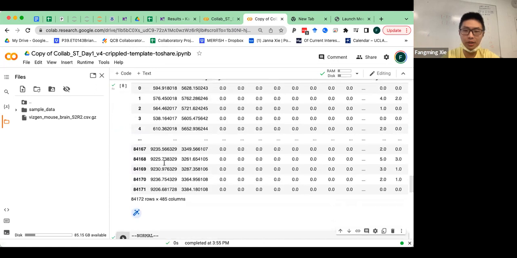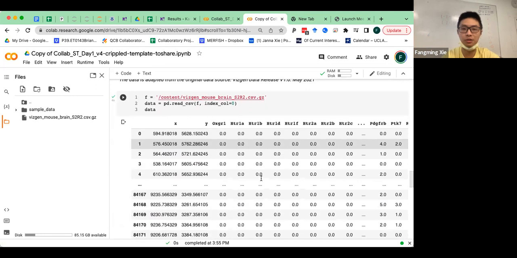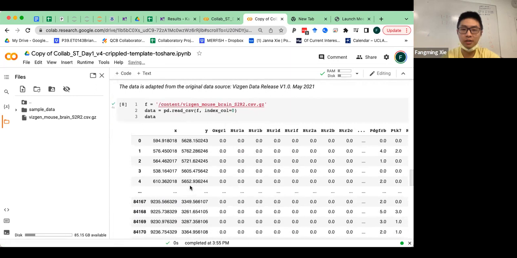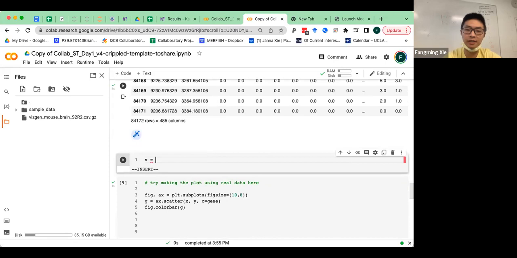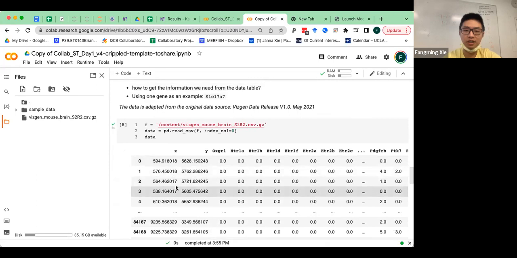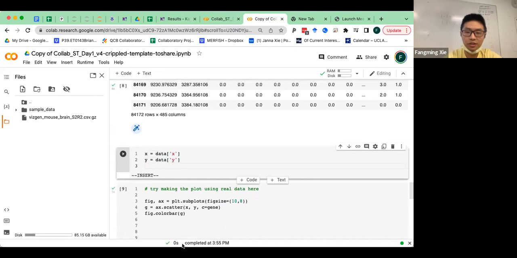So we have X and Y and gene. We just want to replace X and Y and gene with the real numbers from this data table. It's a little bit of coding in organizing the data table and understanding this pandas package in Python. What we can do is actually pretty simple. We just reassign X by data with the column X, because you see the first column in data is called X, which is the X coordinate. Similarly, we do Y equals data, Y, the Y column.